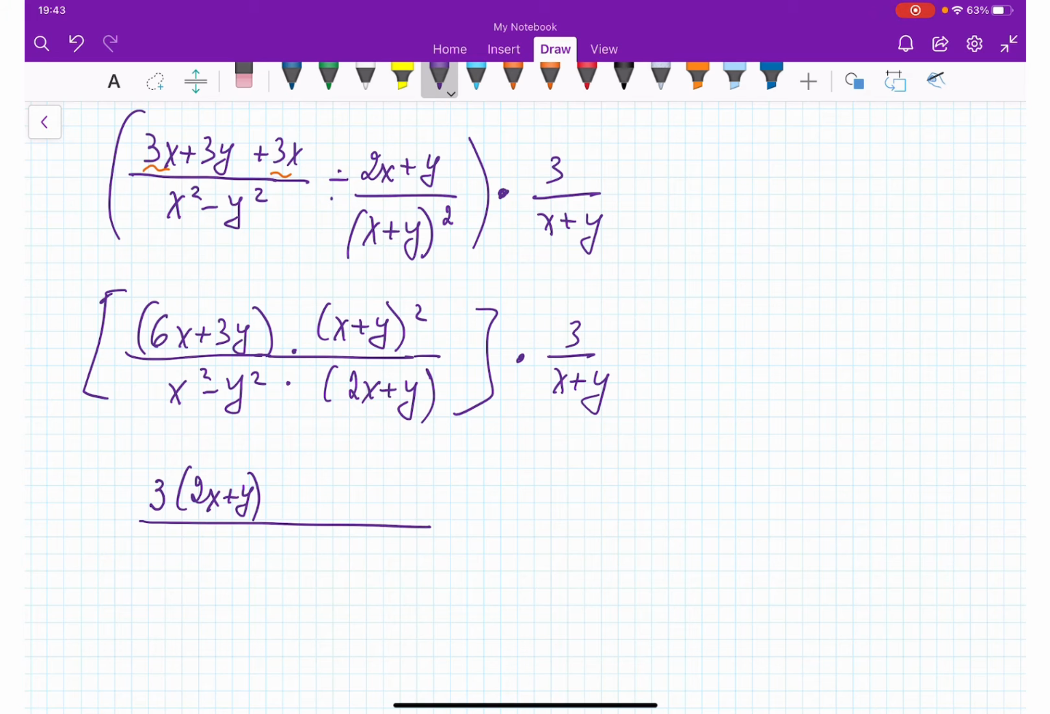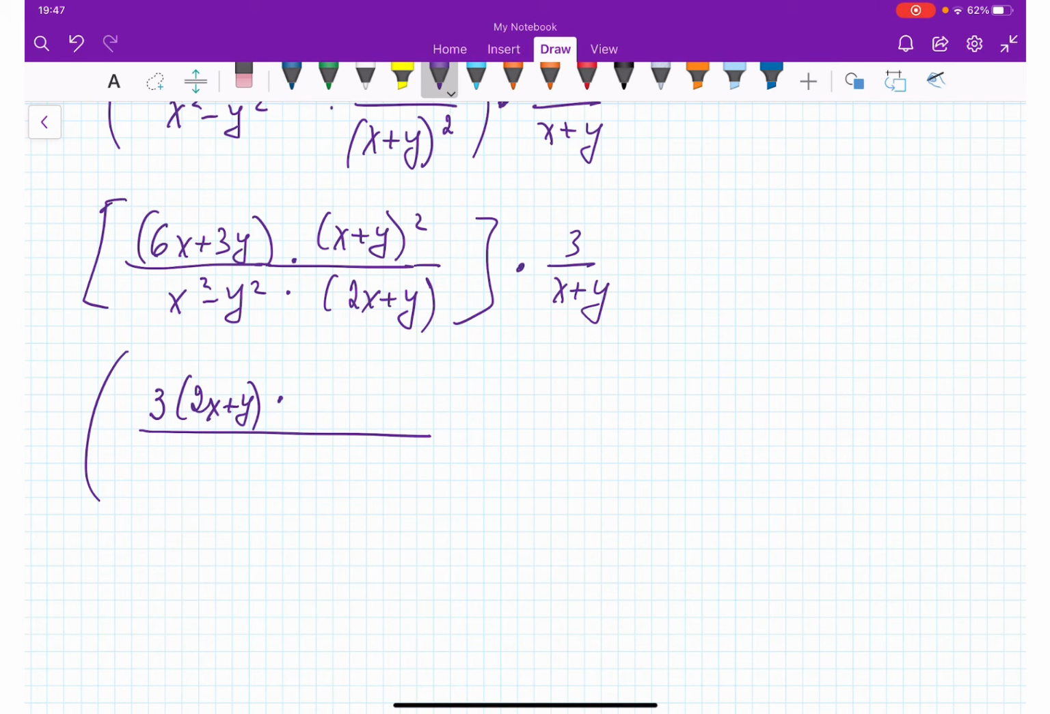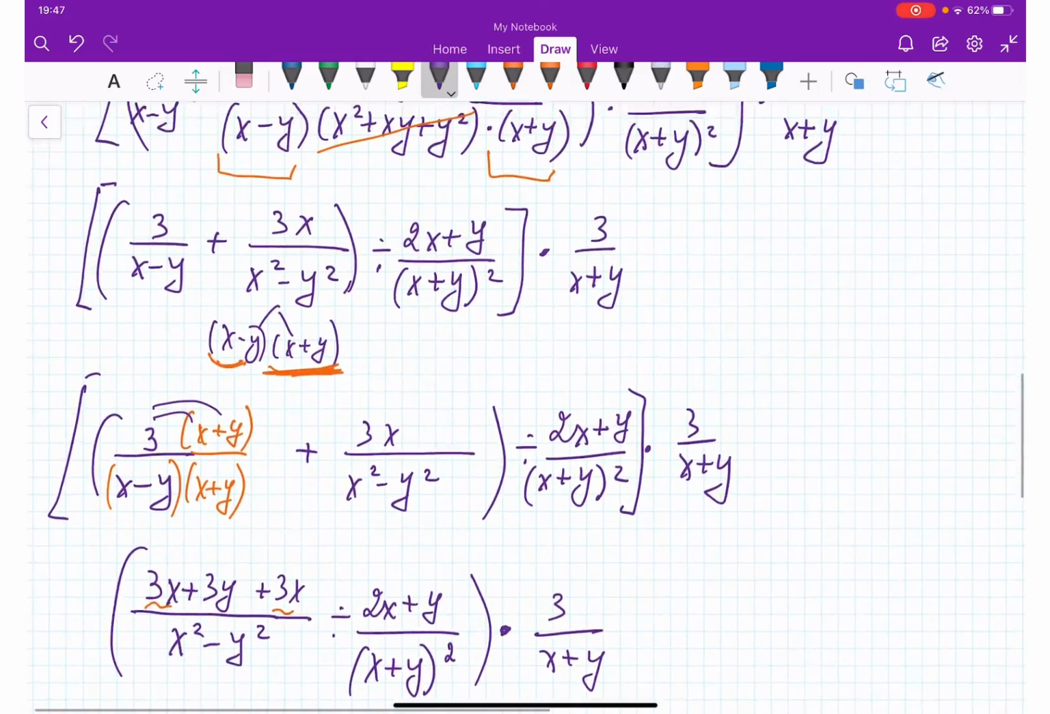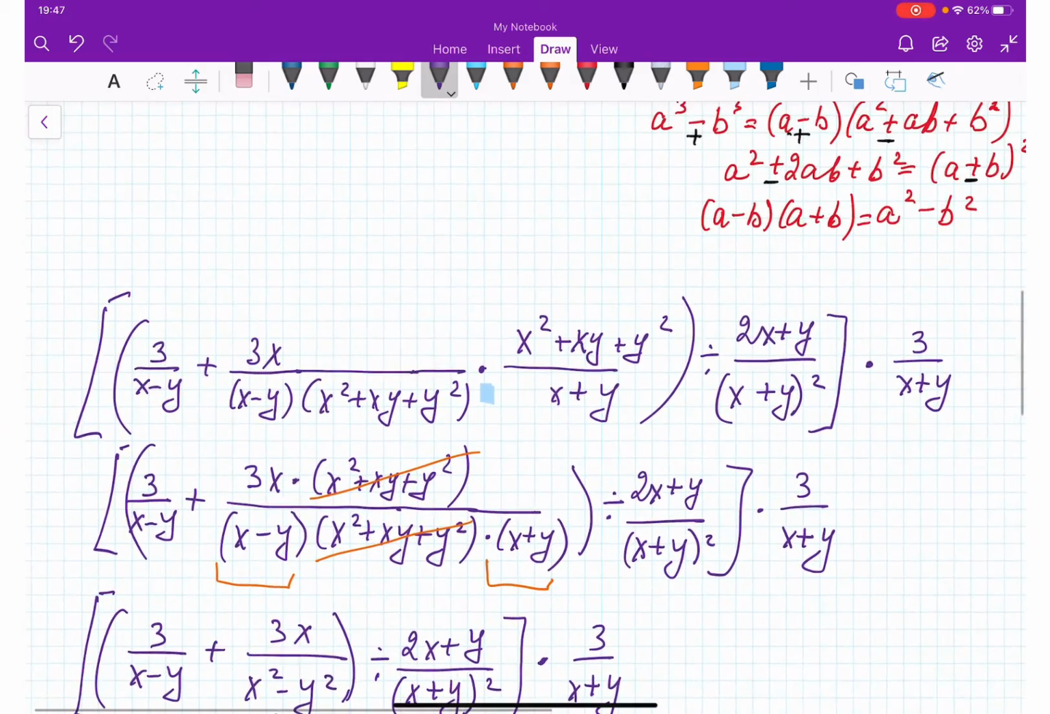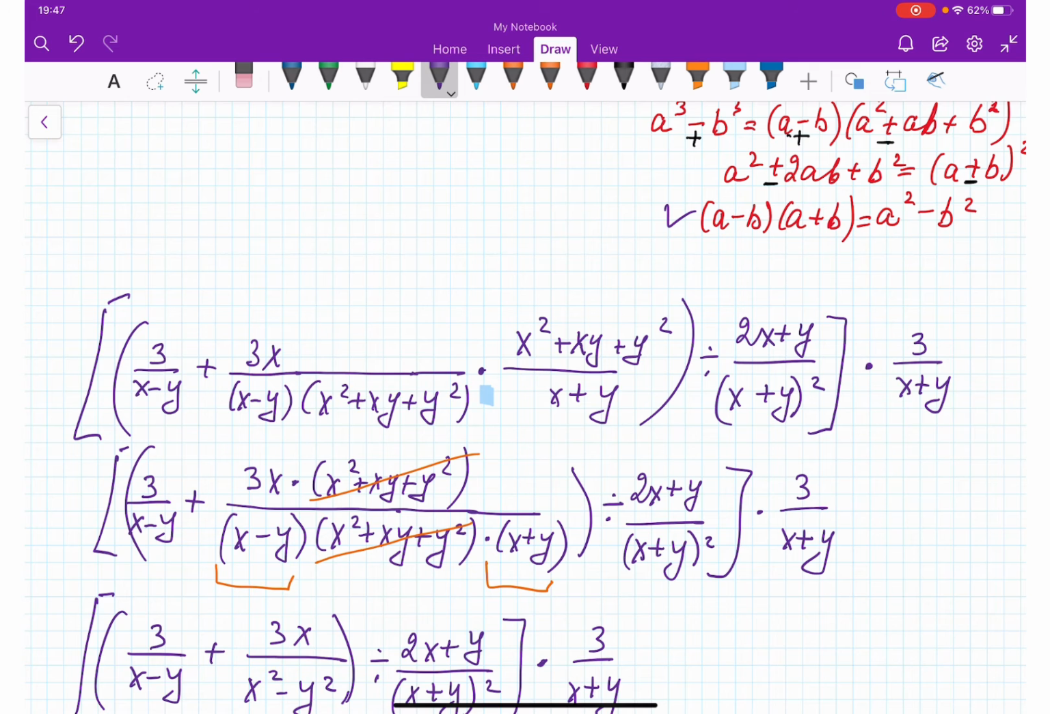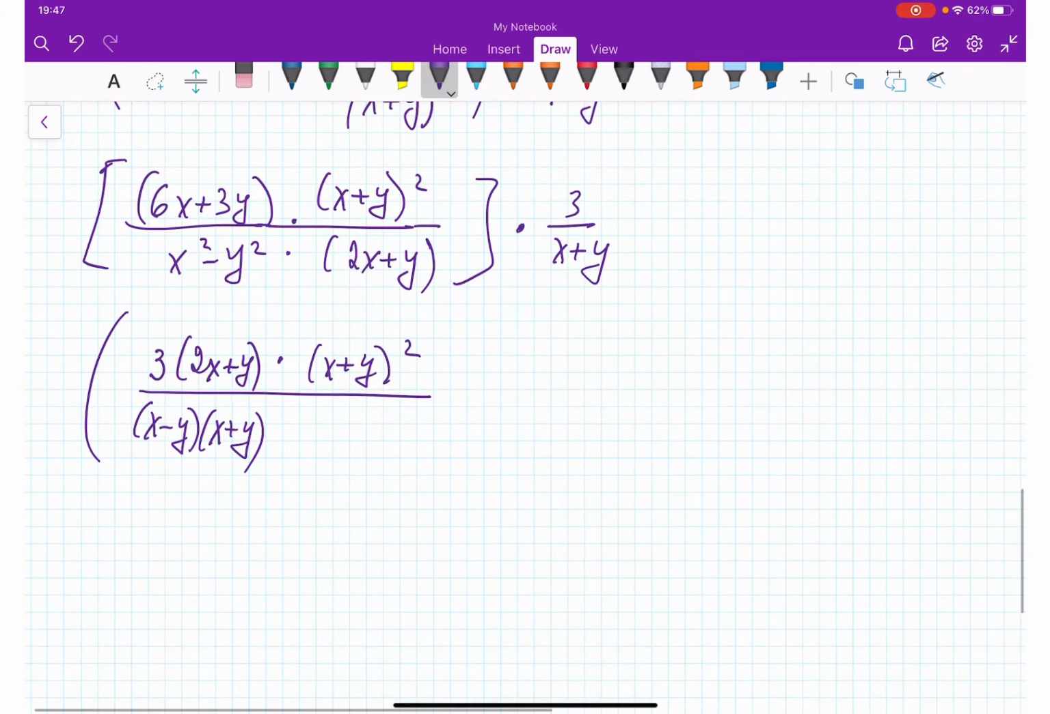Yes, and multiply by (x+y)². Now x² − y², I'm opening the formula: (x − y)(x + y), right? Difference of squares. Where is it? I have it here, right? Okay, and times (2x + y). Okay, multiply by 3 over (x + y).